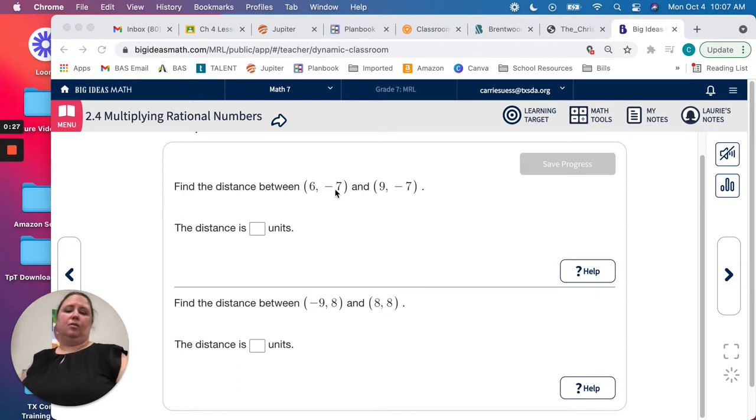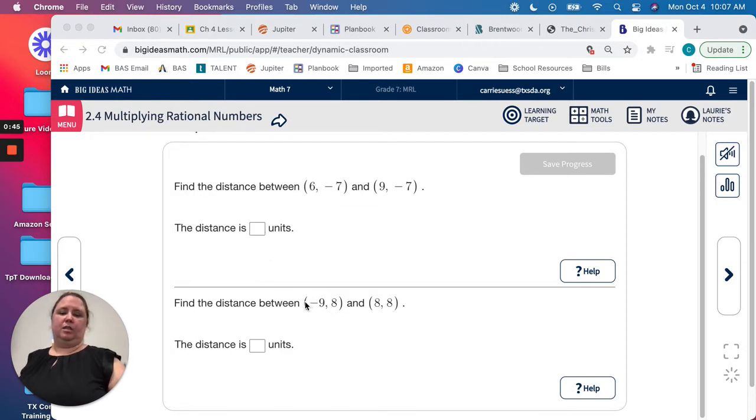All right, so look at these 2 points. You have your x values and your y values. Are any of these points the same? Yes. Which ones? The y values, -7. So all I need to do is find the distance between the x values. 3. So you put a 3 here.